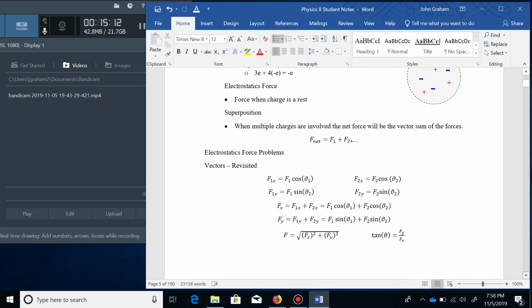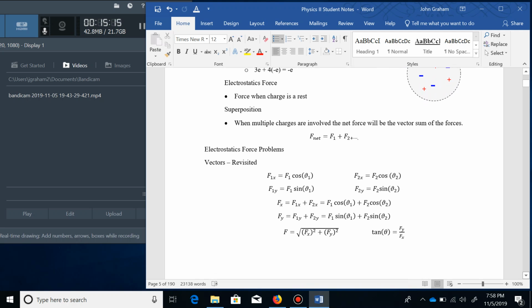Alright, so when we're dealing with charges, when we're talking about electrostatic charges, think of this as a charge at rest, meaning there's no acceleration, there's no velocity. We're just looking at the forces between them. A lot of times the forces are going to cancel each other out, so they're not moving. And then we have what's called superposition, which we've kind of seen before. It's the same thing as in physics 1.